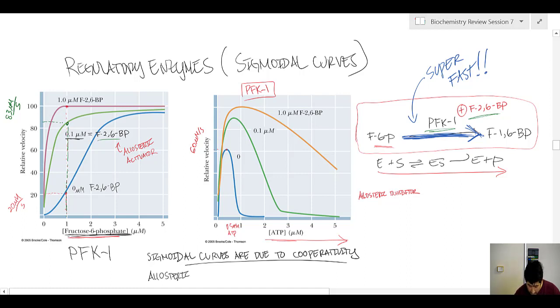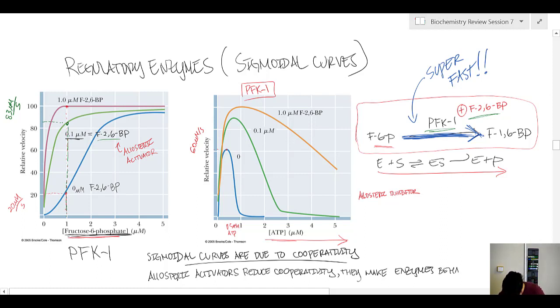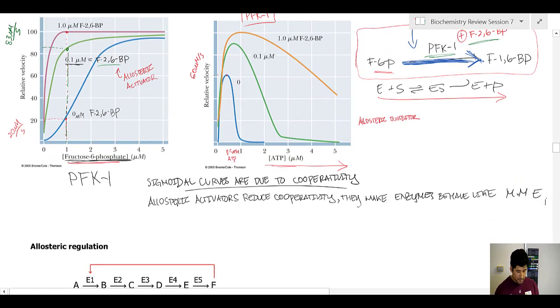Allosteric activators reduce cooperativity, and they make the enzymes behave more like what? Perfect. All right, so they make them behave like Michaelis-Menten enzymes.